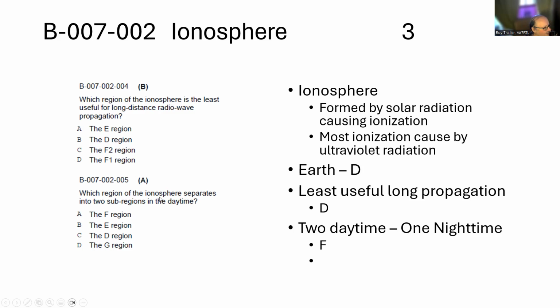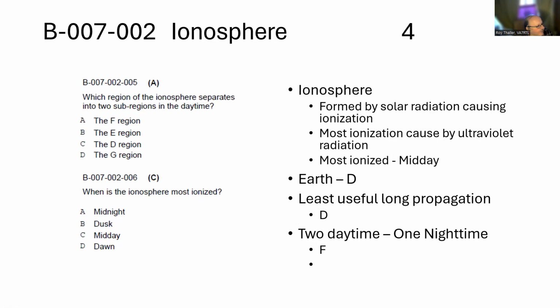Which region of the ionosphere separates into two subregions in the daytime? That would be the F region. So it's two regions in the daytime and one region at nighttime. Which region of the ionosphere separates into two subregions in the daytime? Again, the same question, it would be the F region, A. When is the ionosphere most ionized? And that would be C, midday.